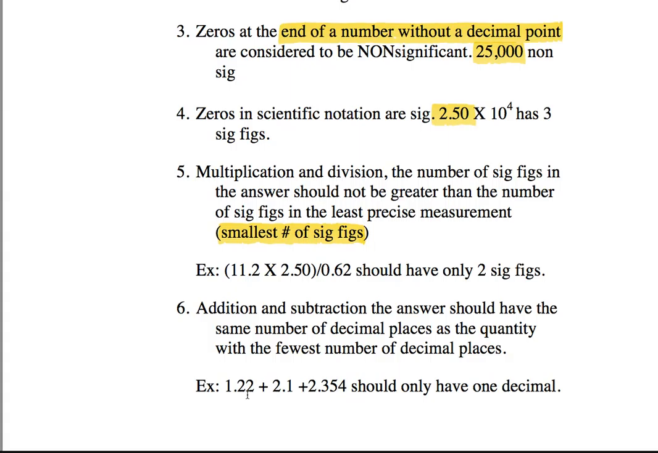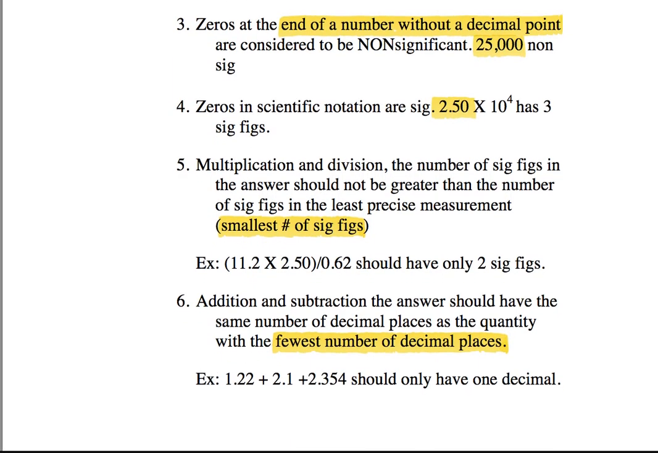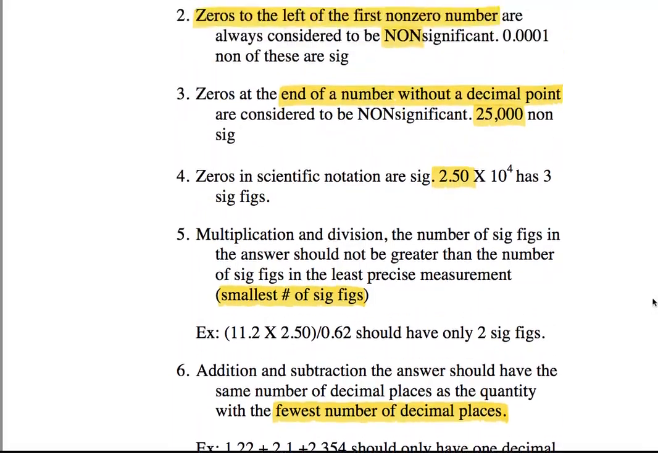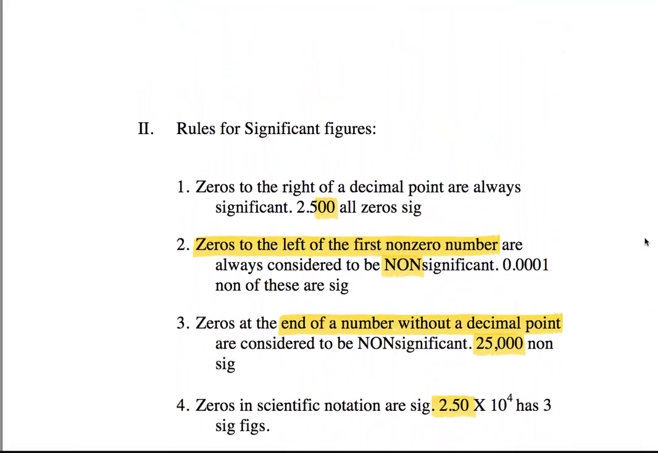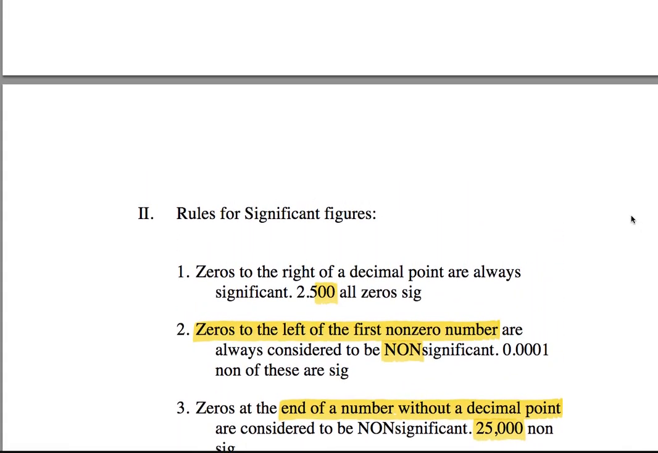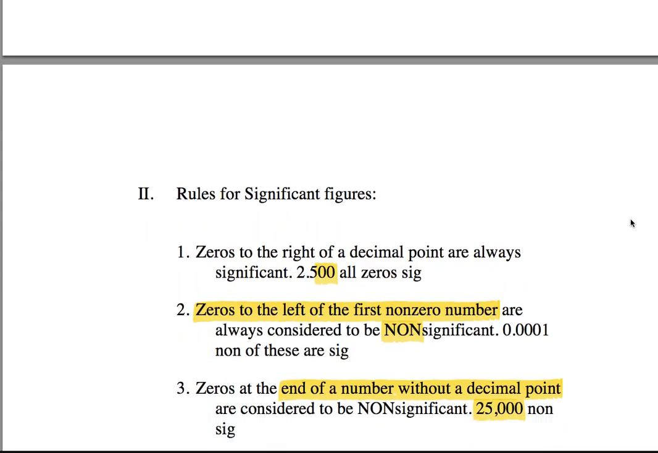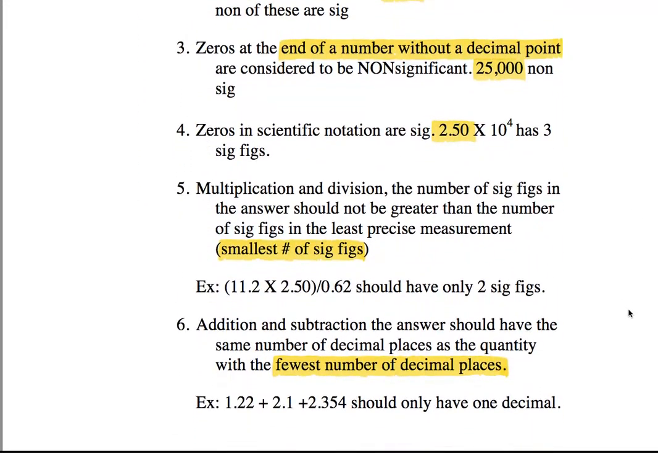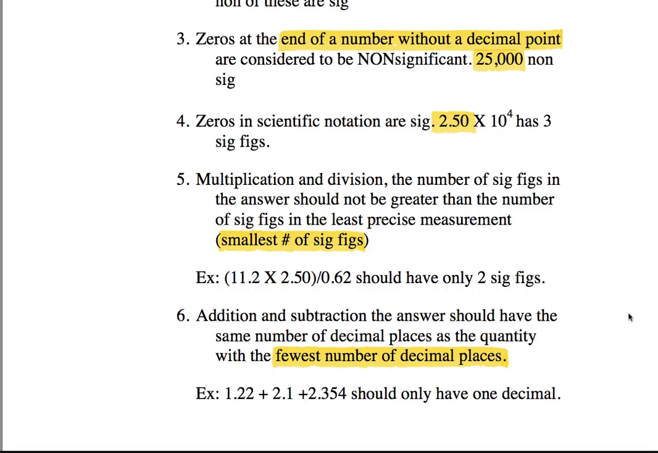And then in addition and subtraction, you look at the numbers to the right of the decimal and you go with the fewest number of decimal places. Okay? So other than that, all non-zero numbers are significant, and you count those, and these are the rules for the zeros, and that's basically it. So learn these rules. If you practice a few of them, you'll never make a significant figure mistake again.